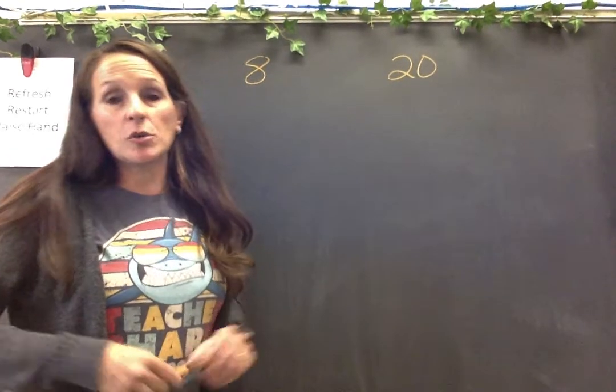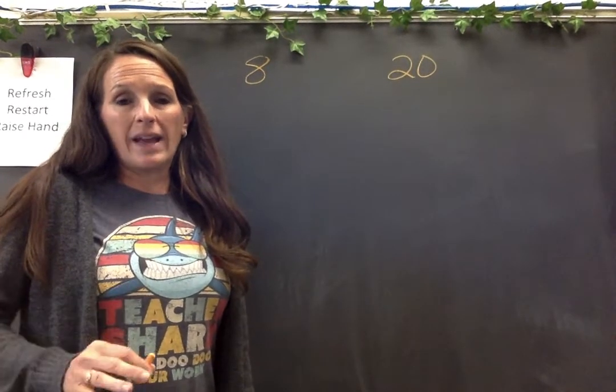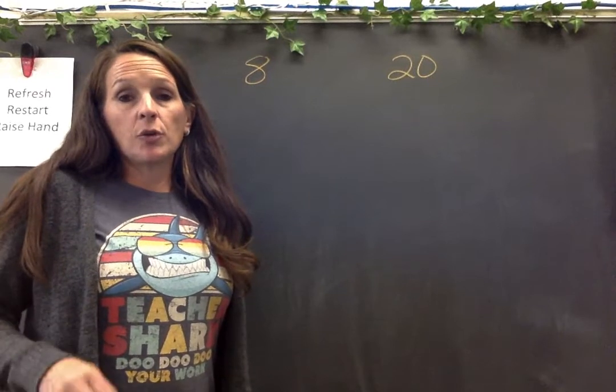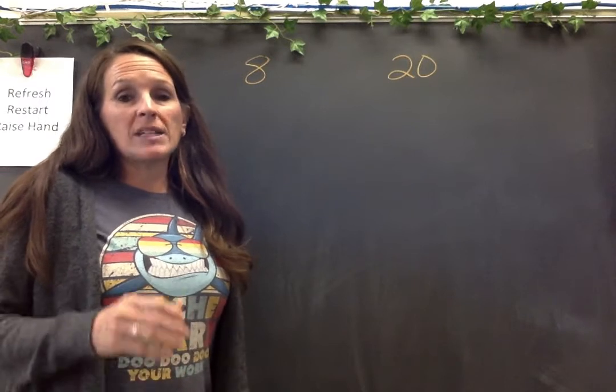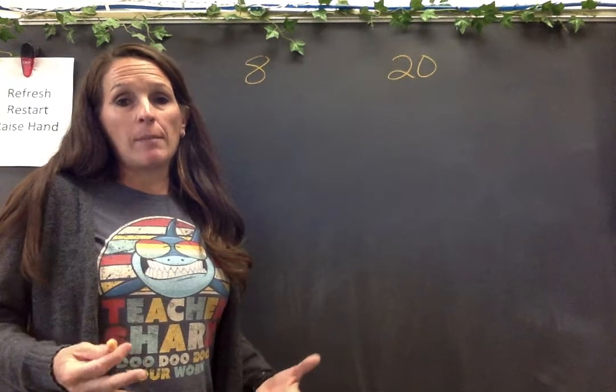All right, so let's do a quick review on how to find the greatest common factor. You're going to need a prime number chart, or you're going to have to know what those prime numbers are. But let's break down 8 and 20. So we're going to do that by making a factor tree.